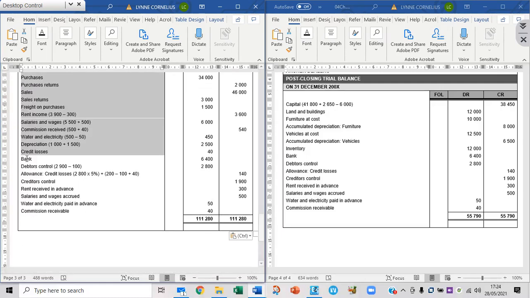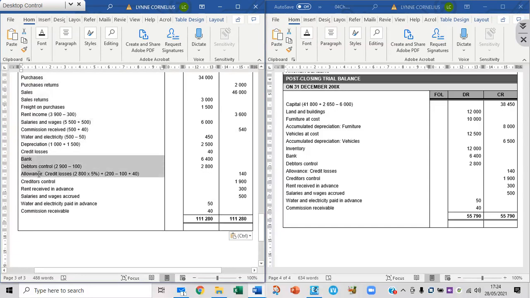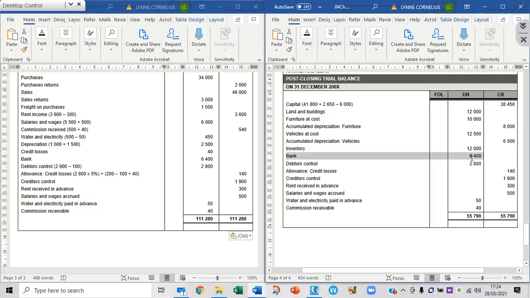The next accounts that we then look at are bank, debtors, allowance for credit losses, creditors, rent received in advance, salaries and wages accrued, water and electricity paid in advance, commission receivable. All those amounts are transferred as is. And there they all are: 6, 4, 2, 8, 50 and 40 in the debit column. In the credit column, 140, 19, 300 and 500. And that is your post-closing trial balance.